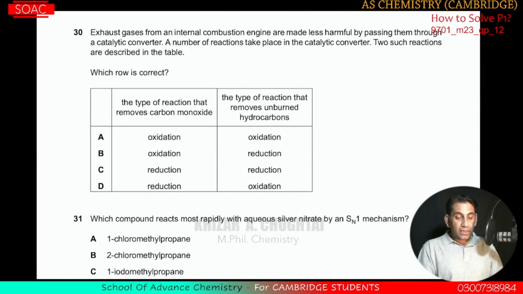Question number 30. Exhaust gases from an internal combustion engine are made less harmful by passing them through a catalytic converter. A number of reactions take place in the catalytic converter. Two such reactions are described in the table. Which row is correct?